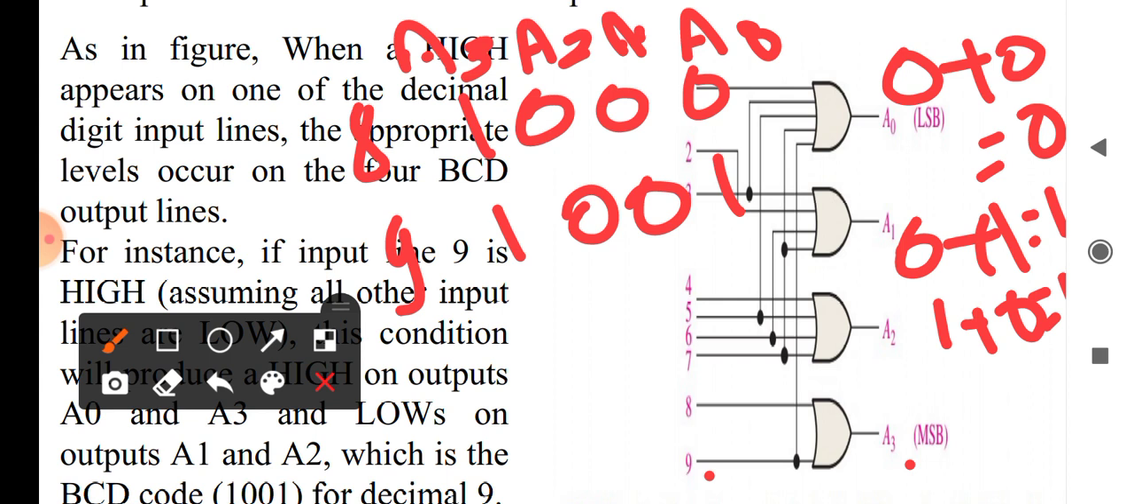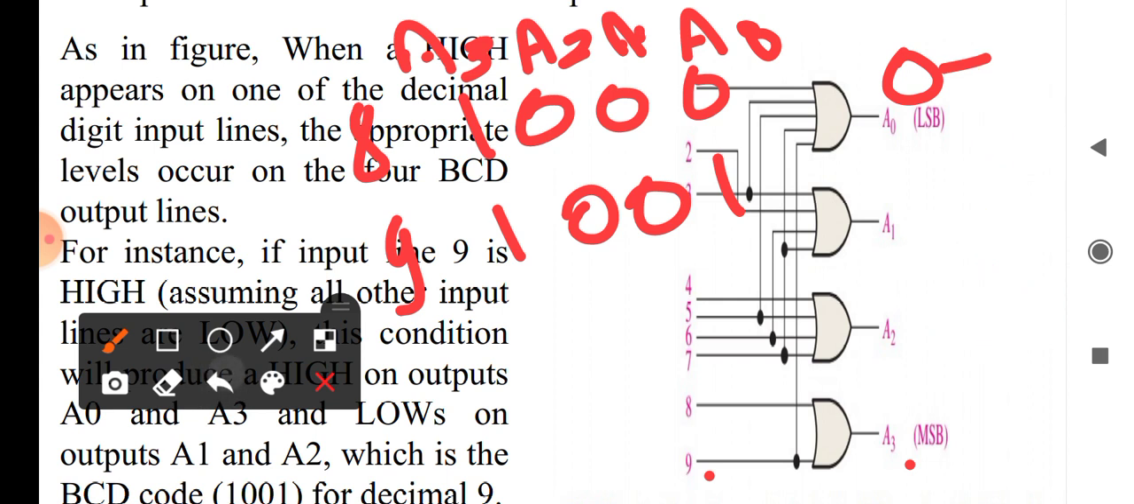So like that the OR gate output will be there. So here, the OR gate has two inputs, that is 8 and 9. A3 corresponds to the most significant bit and A0 corresponds to the least significant bit. So A3 will be high for 8 and 9.